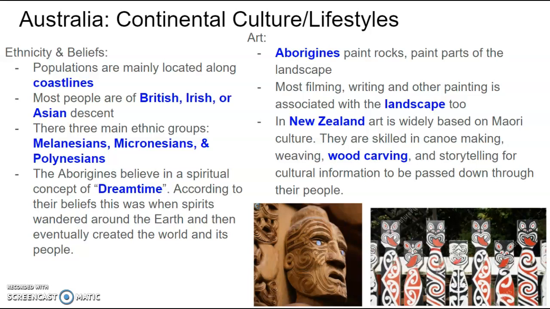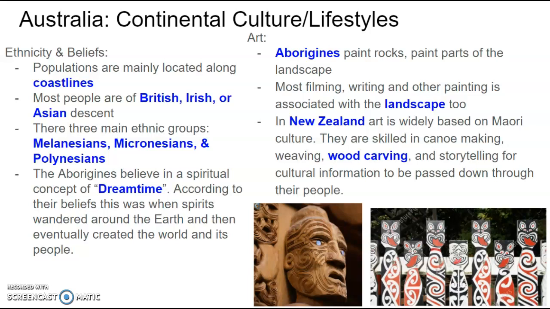Many of the people that are in Australia are descent of British, Irish, or Asian people. They have three main ethnic groups, the Melanesians, the Micronesians, and the Polynesians, that live in there. Basically, they end in the same sound, but it means the amount of people or the type of people, that is a number. Very common people that you will see that have been on the continent of Australia for a long time are called Aborigines, and they believe in spiritual concepts. According to their beliefs, called a dream time, that is when spirits wandered around the earth and then eventually created the world and people itself.